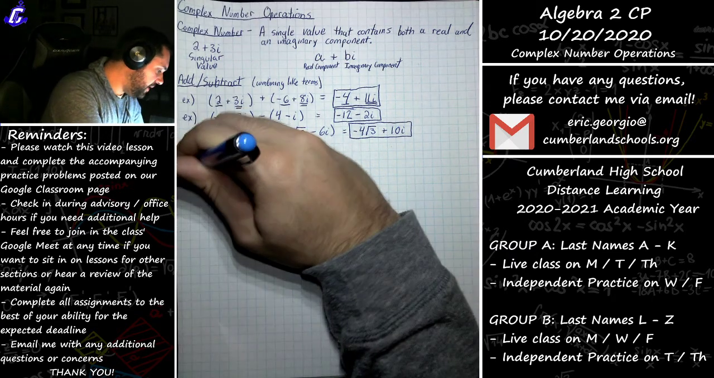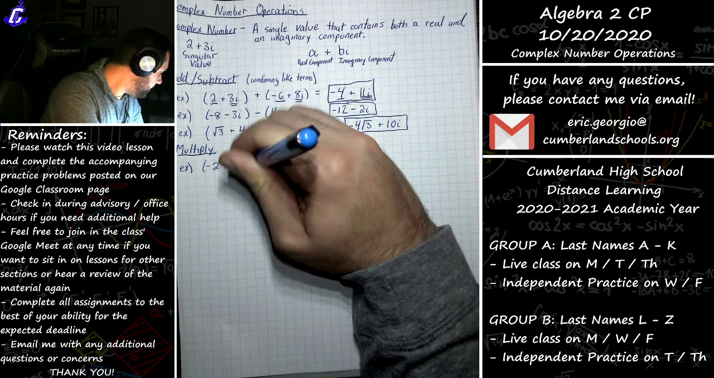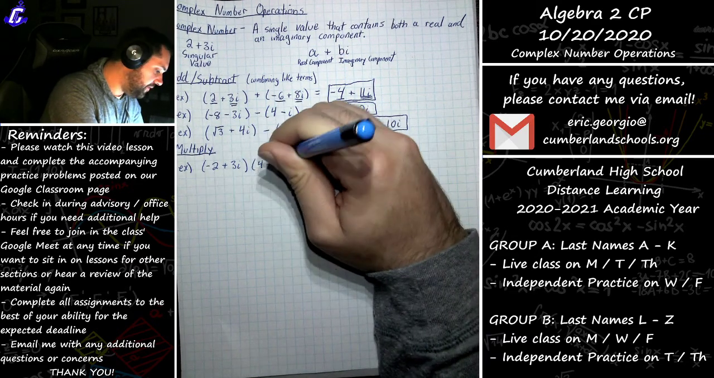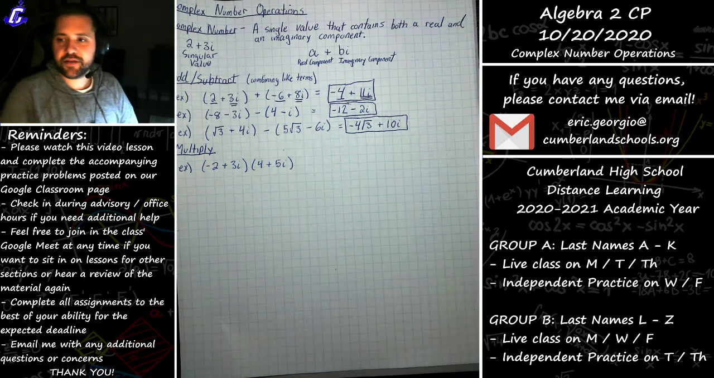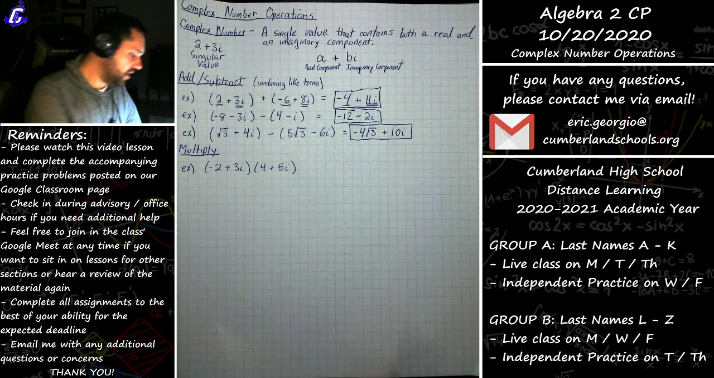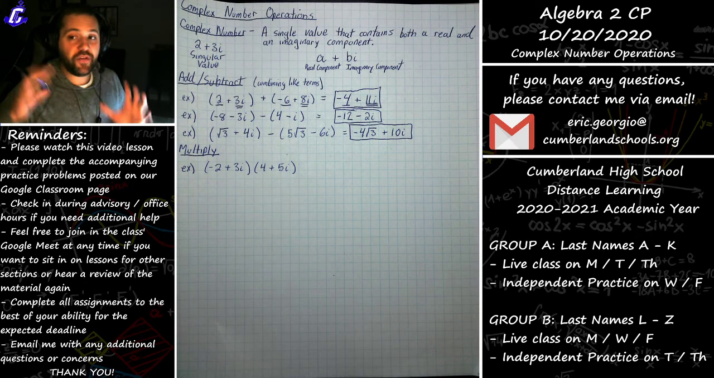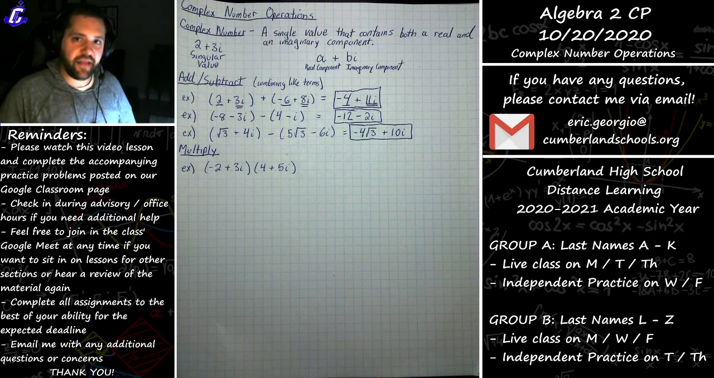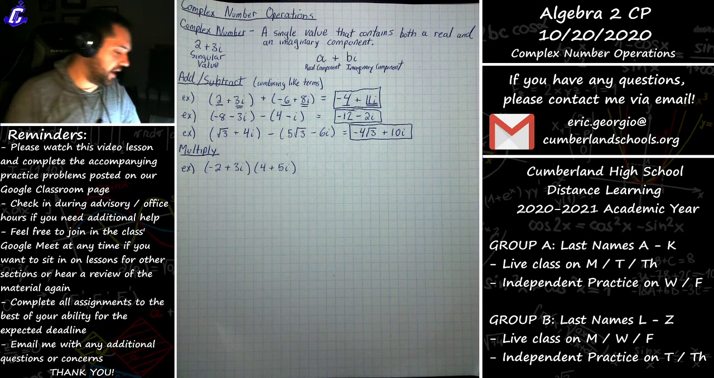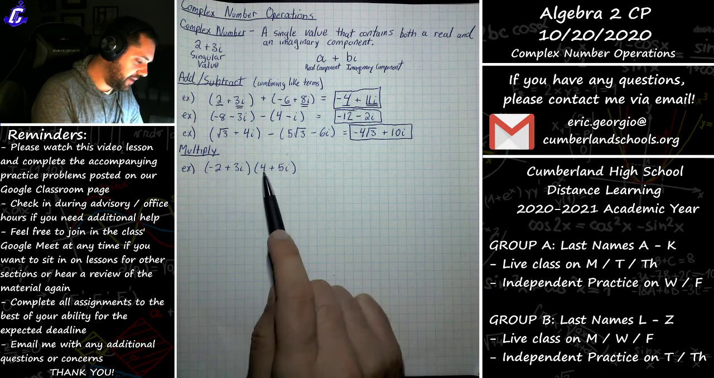A multiplication problem, a standard one, might look like this. We have negative 2 plus 3i times 4 plus 5i. All right, consider something like that. Well, once again, think about if this were negative 2 plus 3x times 4 plus 5x, and I were multiplying those two binomials together. What would I do with those two binomials? Well, hopefully you're thinking to yourself, ooh, I would distribute. And you're absolutely right. I would do negative 2 times 4, negative 2 times 5i, 3i times 4, 3i times 5i.